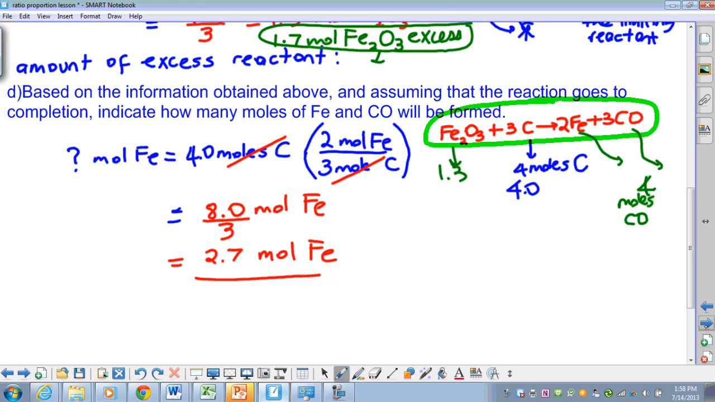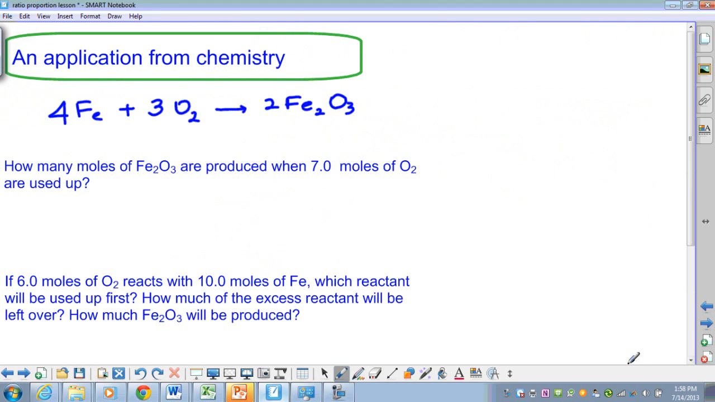Let's take a look at our next example. Once again, we have an equation that has already been balanced. Part A is asking us how many moles of iron oxide are produced when 7.0 moles of oxygen are used up in this chemical reaction. So how many moles of iron oxide are produced?